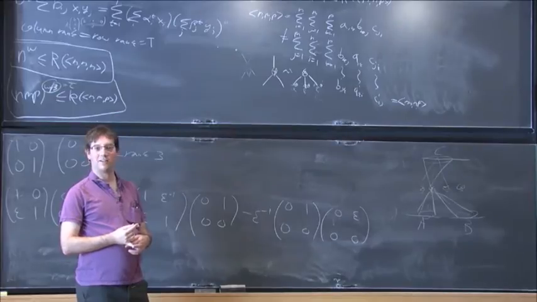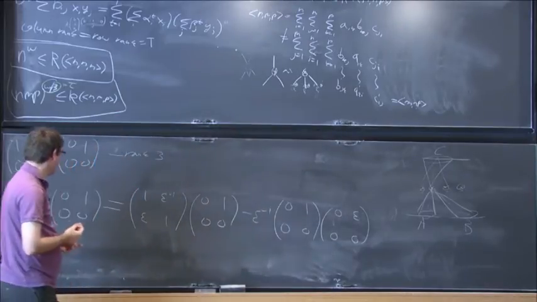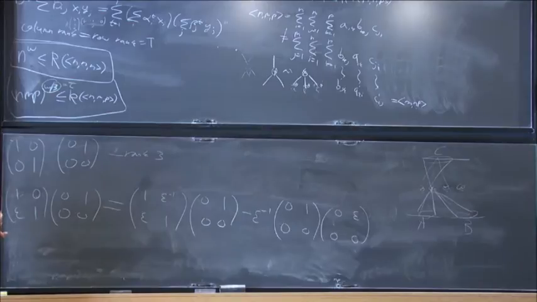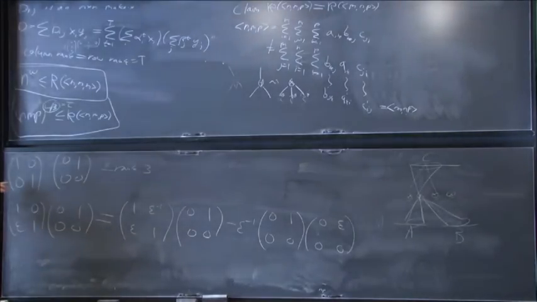Okay, so shall I start? Okay, so now we're going to describe some really strange phenomenon. Here we have a 2 by 2 by 2 tensor. I write it as 2 slices of a matrix. And the claim is that it has rank 3.